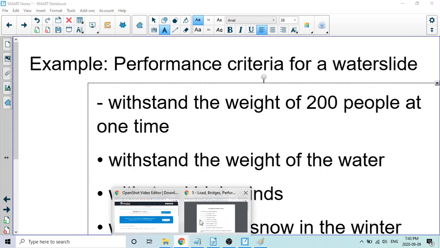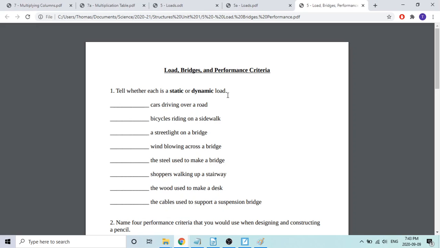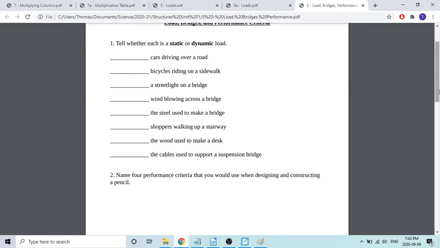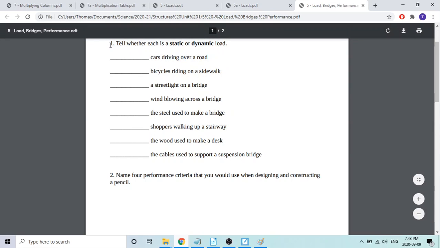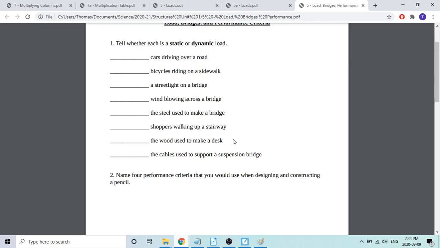So, your task for today. This sheet, it's called Loads, Bridges, and Performance Criteria. All right, so the first step, you need to tell me each of these things, whether it's static or dynamic. So, cars driving over a road, is that a static or a dynamic load? Are the cars moving? You tell me. Street light on a bridge, the steel used to make a bridge, the wood used to make a desk. Is it static or dynamic? Is it moving or not?